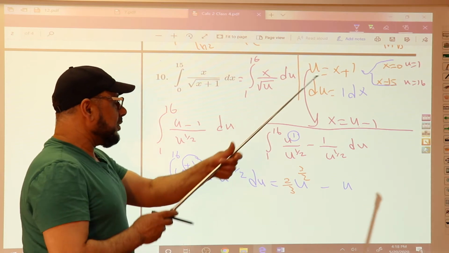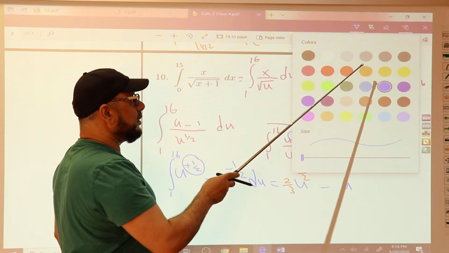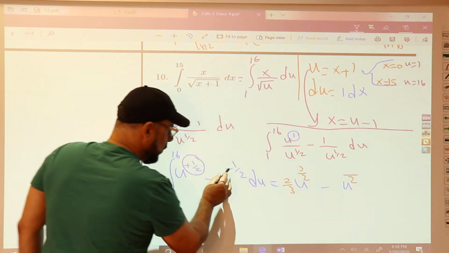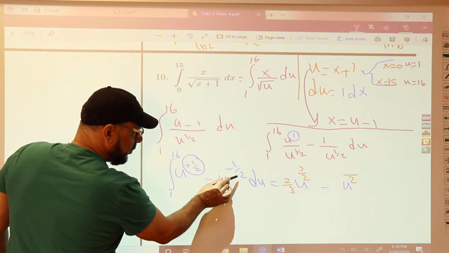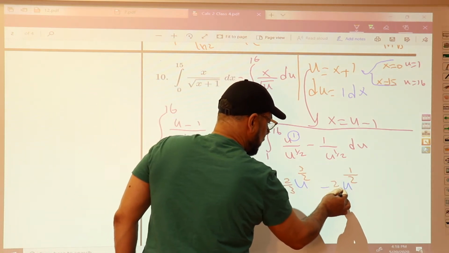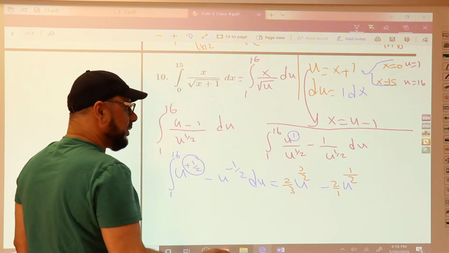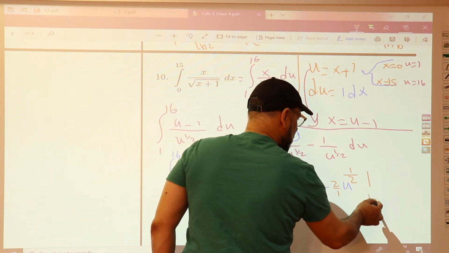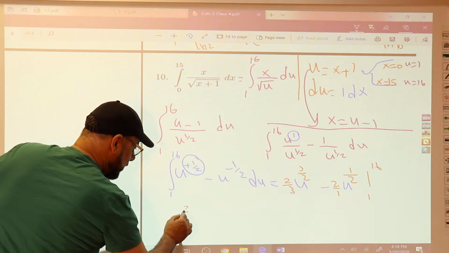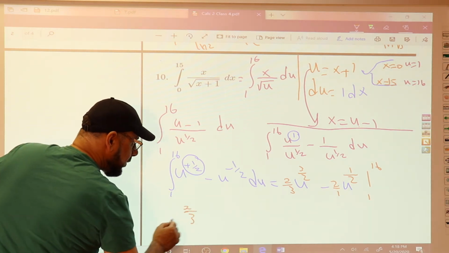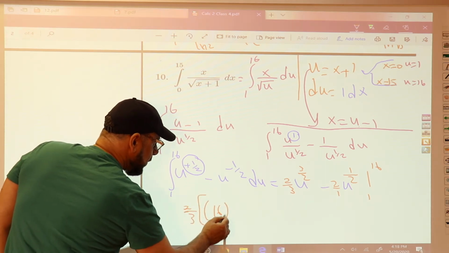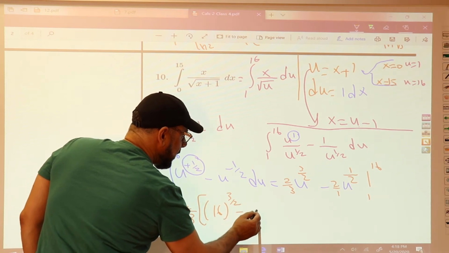Let us do it in a different color. We have the exponent 2, but we have negative 1. Negative 1 plus 2 is what? Negative 1 plus 2, guys, is 1. And 2 over 1. Okay, my limit is from where to where? 1 to 16. If you want, guys, 2 over 3, u to the 3 over 2, minus.